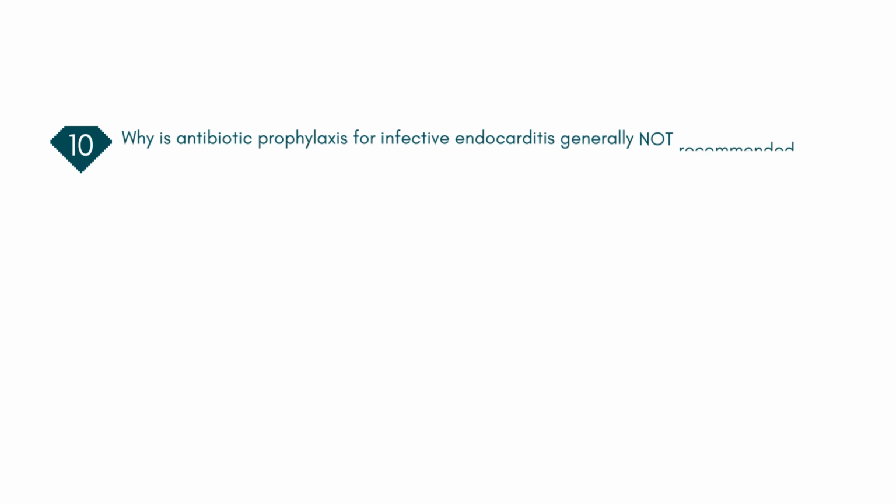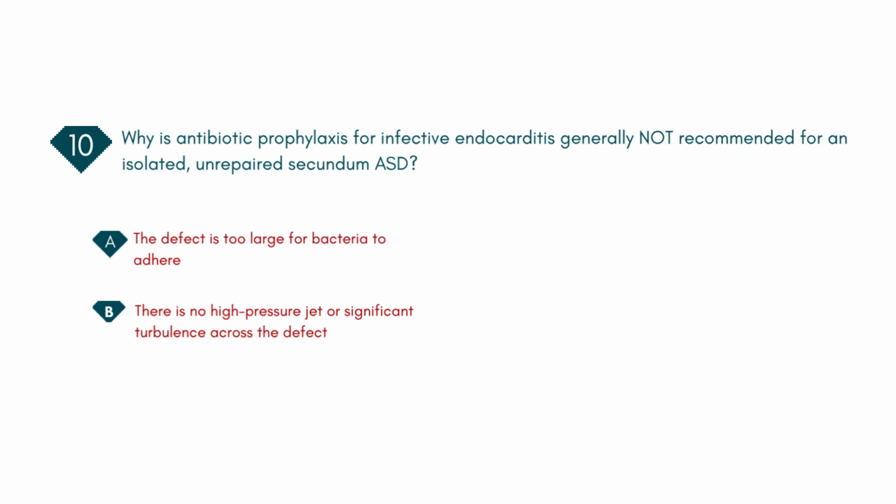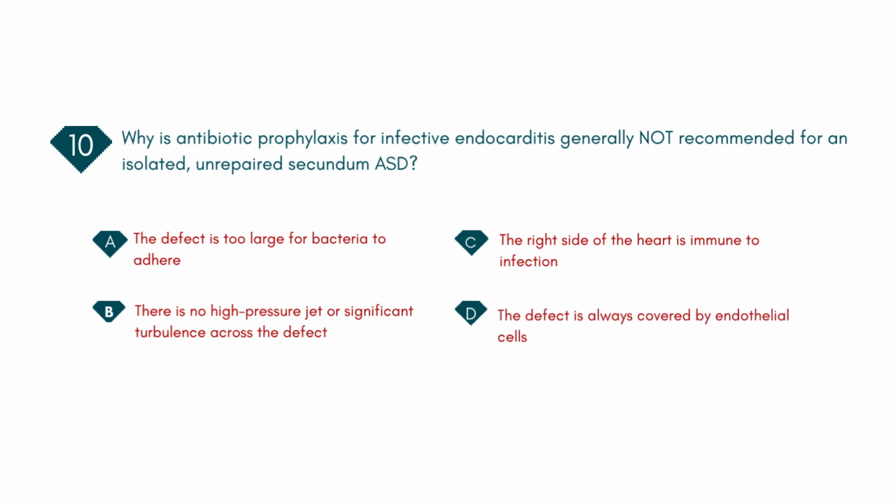Why is antibiotic prophylaxis for infective endocarditis generally not recommended for an isolated, unrepaired secundum ASD? A. The defect is too large for bacteria to adhere. B. There is no high-pressure jet or significant turbulence across the defect. C. The right side of the heart is immune to infection. D. The defect is always covered by endothelial cells. Answer: B. There is no high-pressure jet or significant turbulence across the defect.